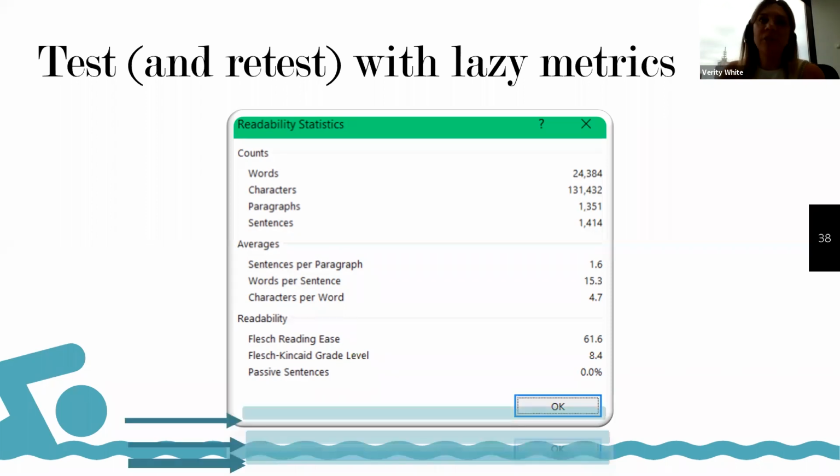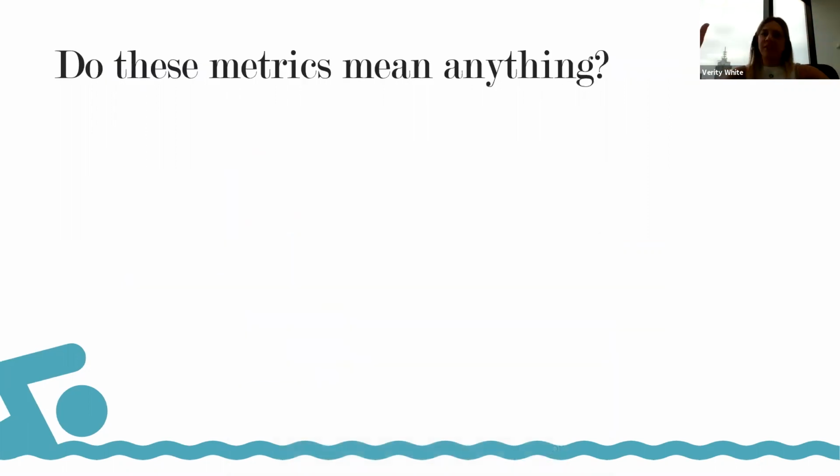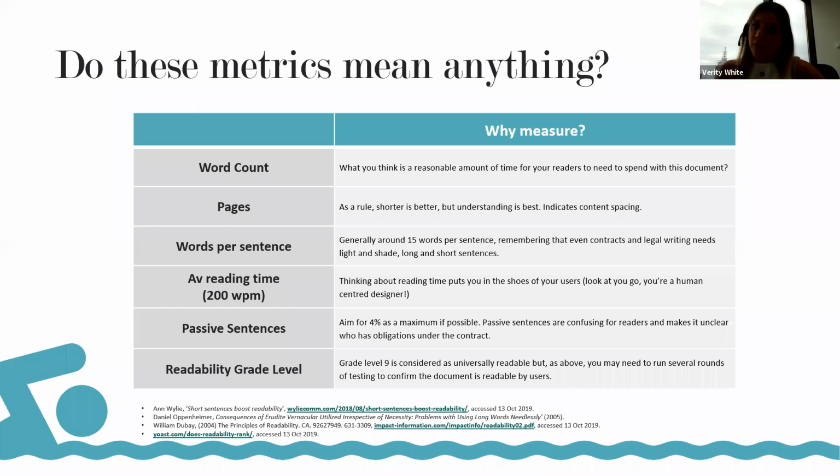So the key ones to look at are the number of words, the words per sentence, the grade level, and the passive sentences. What does each of these metrics actually mean? Why are we bothering to collect these? You might have your own metrics that you want to collect about your documents. This is the reason why I collect them.